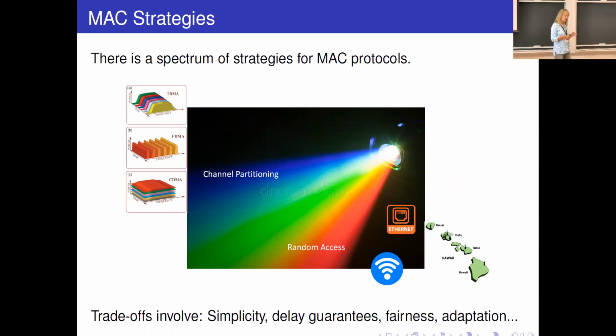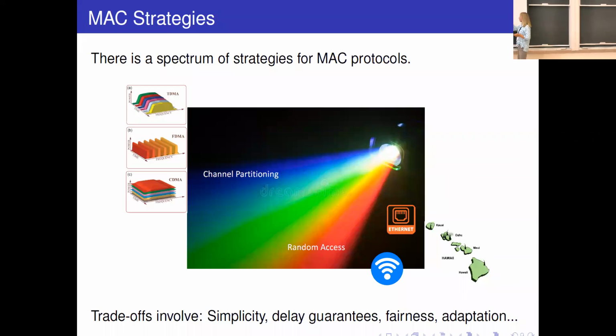On the other end of the spectrum, we have random access schemes, also called contention schemes. Instead of nicely organizing things like in channel partitioning schemes, you just say everybody's competing for the channel, so let them go. The simplest form was called an Aloha scheme. They wanted to set up a radio network in the Hawaiian Islands instead of building underwater cables to connect the islands, and that's essentially how that scheme worked. It was a completely random access scheme.